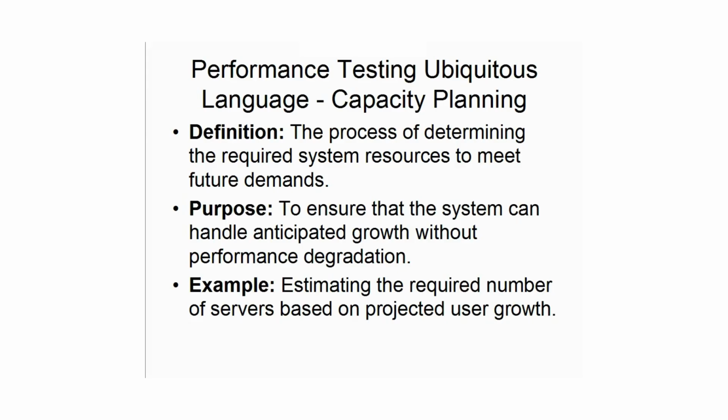Capacity planning is the process of determining the required system resources to meet future demands. The purpose is to ensure that the system can handle anticipated growth without performance degradation. An example would be estimating the required number of servers based on projected user growth.